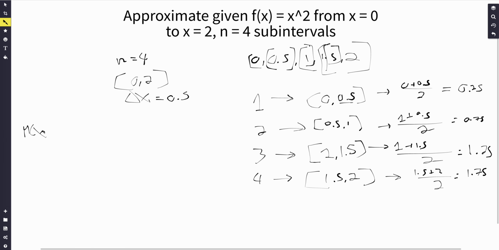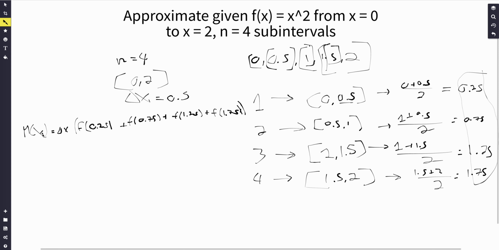Now, again, what you do is just write the equation. So m of x, I'll just write this as, is equal to delta x times f of 0.25. We just use our midpoint values now, just these values that we calculated. Plus f of 0.75 plus f of 1.25 plus f of 1.75.